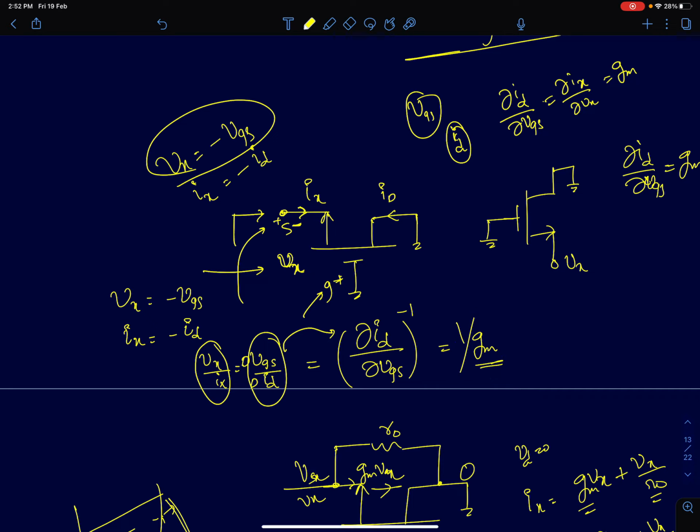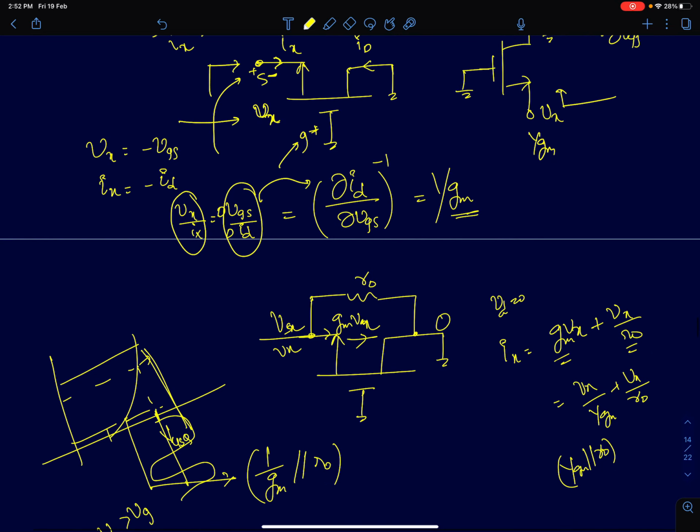So if I look into the source terminal with the other two terminals grounded, the impedance that I am going to see is 1 by Gm. So this is a different way of drawing the same circuit. I have just shown in both cases it's going to be 1 by Gm. Now what happens when I include R0?